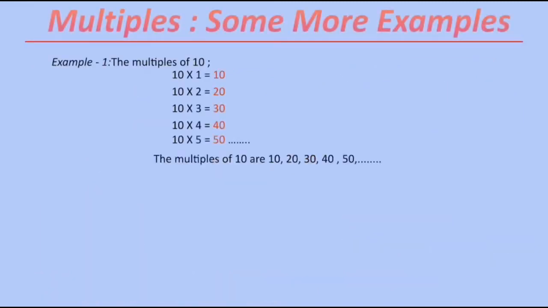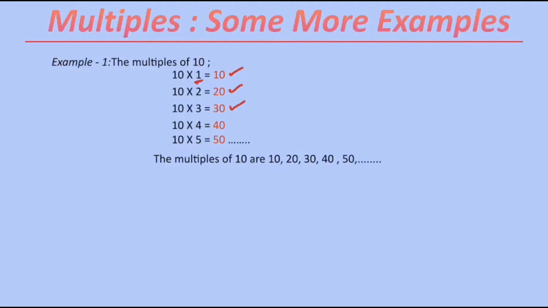Now we will see some more examples for writing the multiples. Here we have taken 10. Now we will write the multiples of 10. You will get multiplying 10 with 1, 10 into 1 which gives 10, which is a multiple of 10. 10 into 2 gives 20. 20 is a multiple of 10. 10 into 3 gives 30. 30 is a multiple of 10.